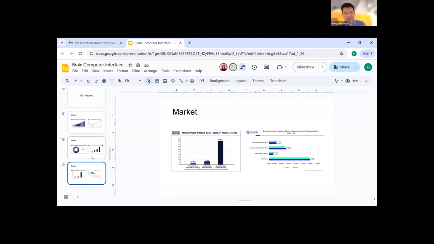And then it's the market share by product. And as you can see from the figure on the left, the majority is still non-invasive BCI, which is like EEG and MEG, or all that kind of thing. And invasive and partially invasive is still a small number. And for the market share by downstream application, mostly it is still focusing on healthcare. But there is also entertainment, communication, and also smart home control.